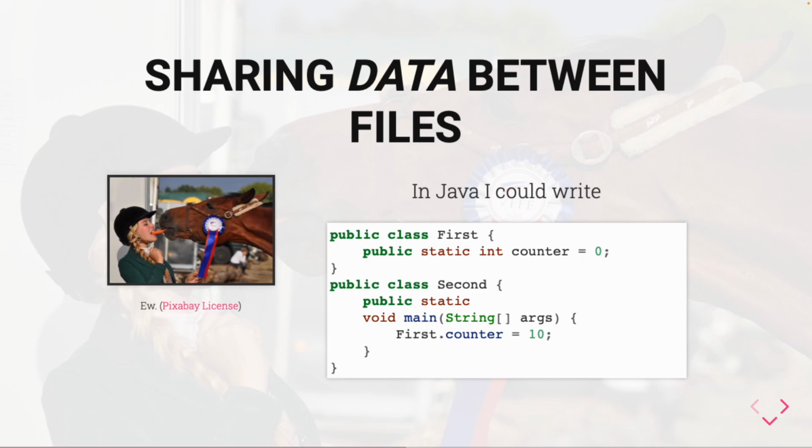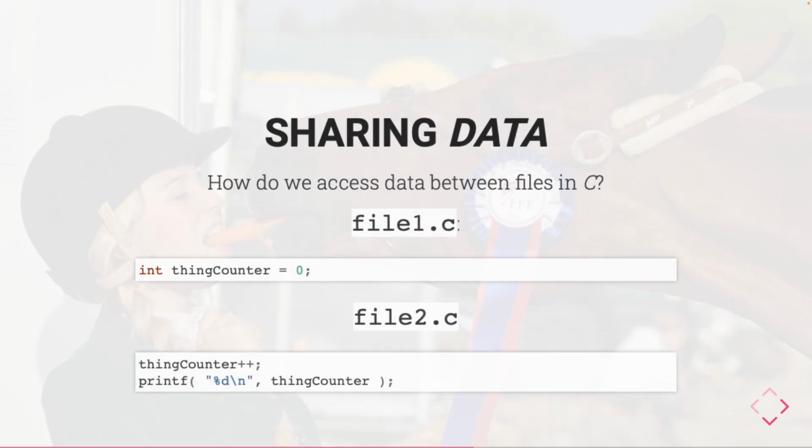Oh yeah, it's more static stuff. So if you want to share data between files, you could use something like this in Java. Imagine that these classes are in separate files, as they should be. So Second has a function that modifies First.counter. Pretty nice stuff so far. How do you do it in C?